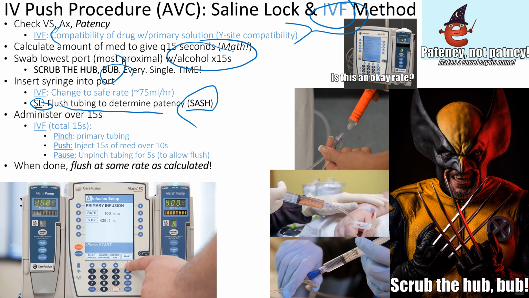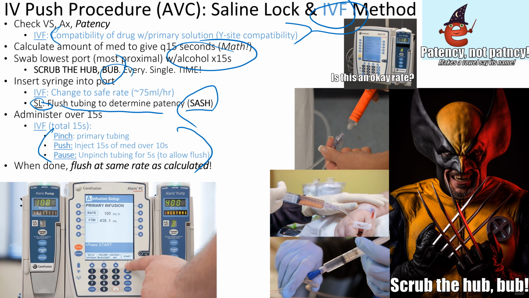If it's via IV pump, what they want you to do is calculate what you give over 15 seconds, but give it over 10. And for the last 5 seconds of that 15-second interval, you unkink the line and let it flush. It's called pinch, push, pause. It's a little bit confusing, but you have to, so the pump's not alarming at you the whole time. You have to give it a second to start flushing. Otherwise, it's going to alarm and you'll be going back and forth, silencing the pump.